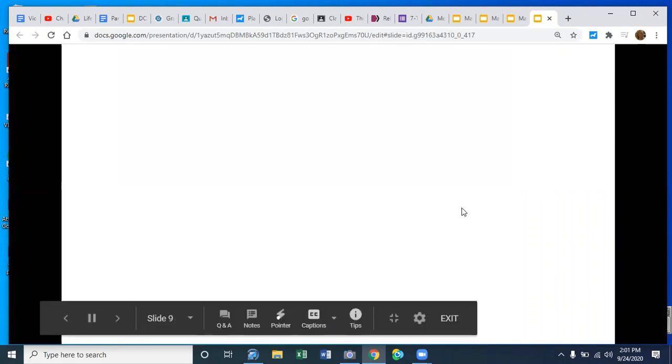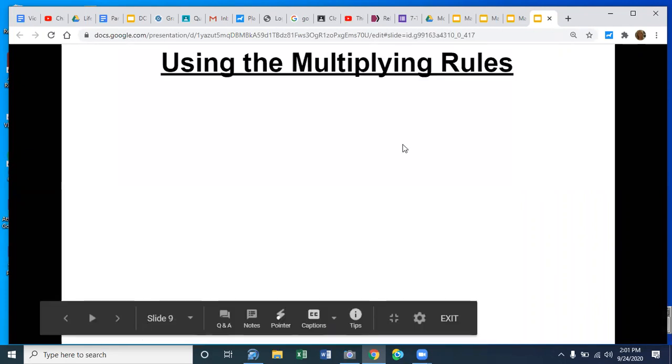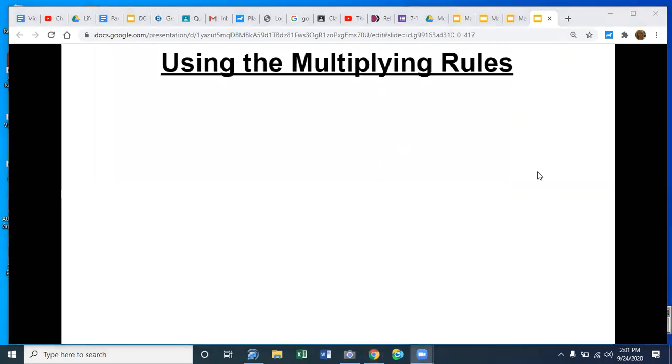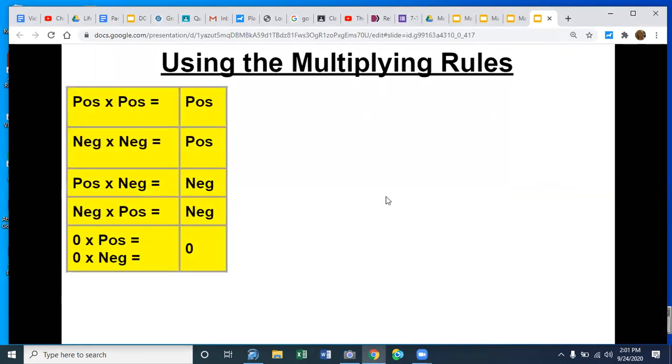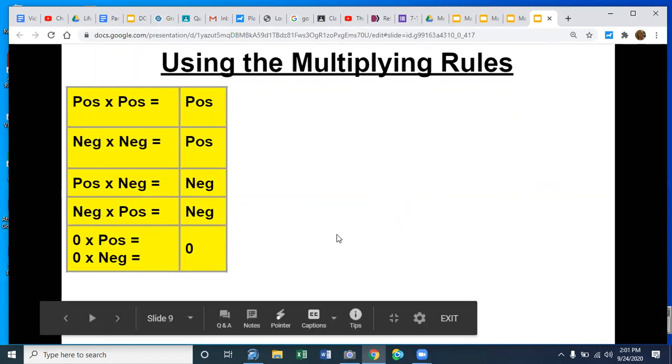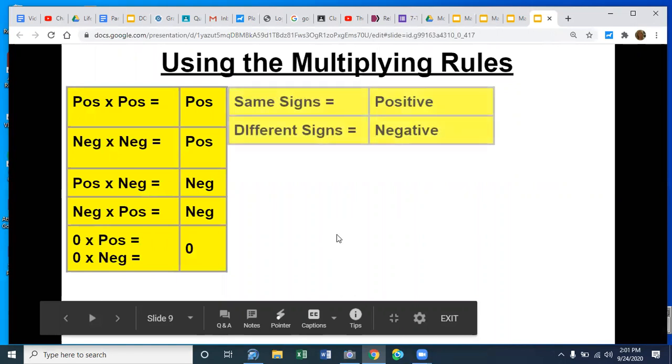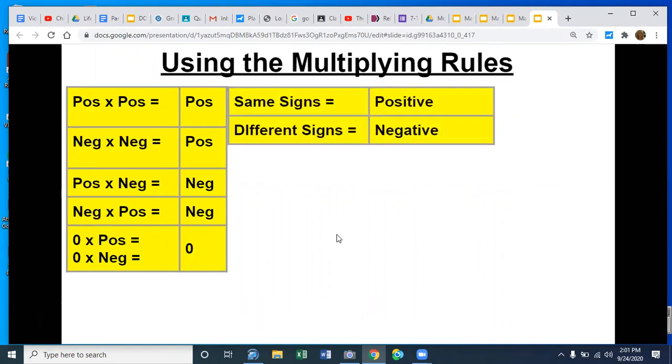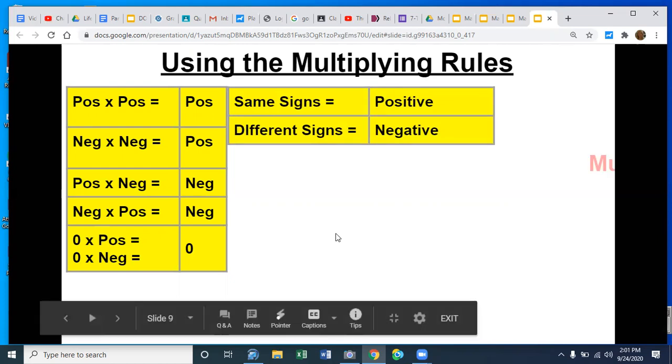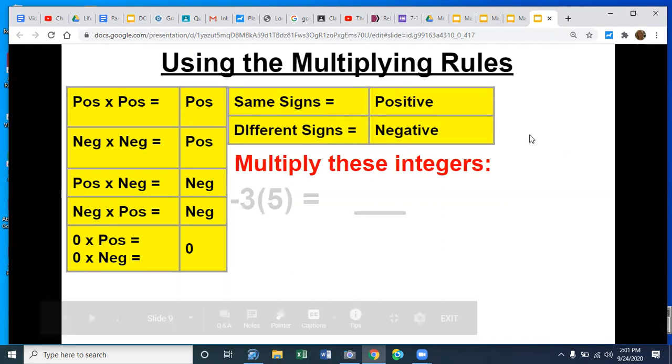Okay, so those are the rules for multiplying, and we'll just look at them again. 2 positives equal a positive, 2 negatives equal a positive. A positive times a negative equals a negative, and a negative times a positive equals a negative, and anything times 0 is just 0. Same signs equals positive, different signs equals negative, okay? So multiply these integers. We're going to try this.